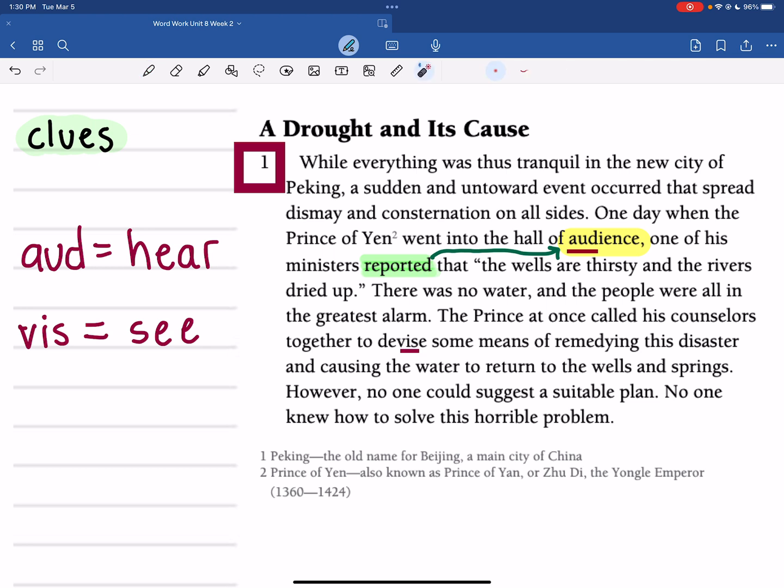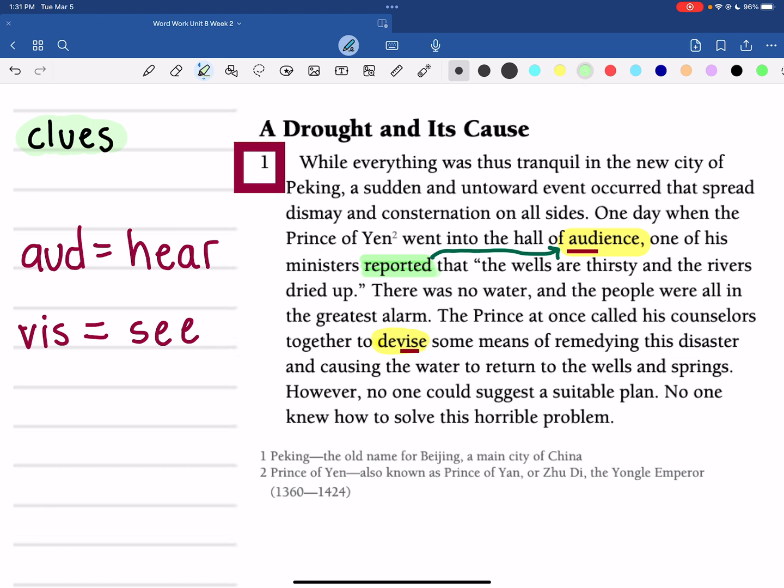So that's one. Let's skip a little bit and read the sentence that the next word is in. The prince at once called his counselors together to devise some means of remedying this disaster and causing the water to return to the wells and springs. All right, so we already have the word devise. The root word vis inside of this word is already underlined. So this is another word. Let's figure out what devise means by using context clues and what we know of the Latin roots.